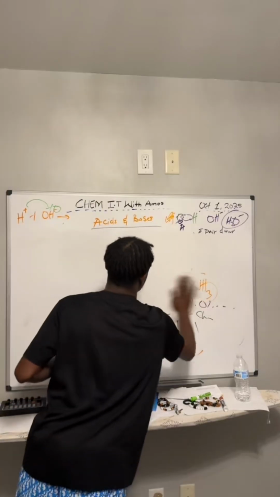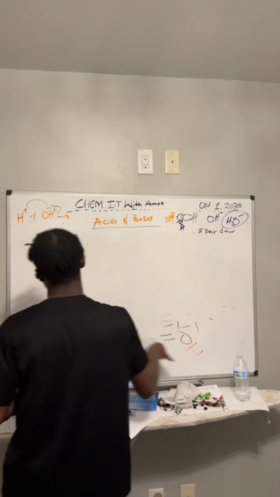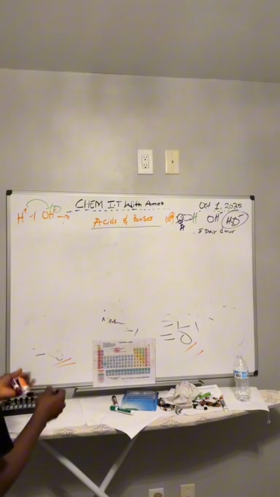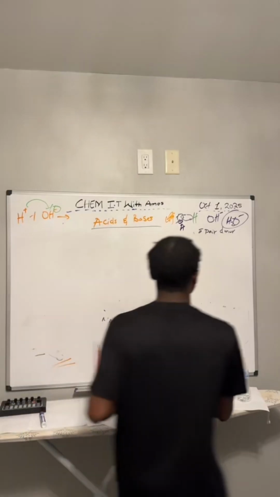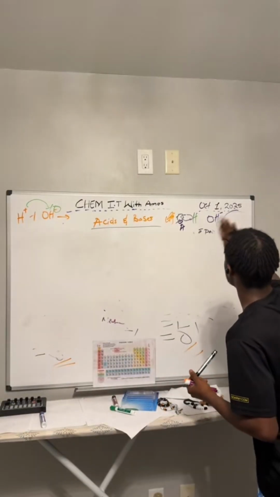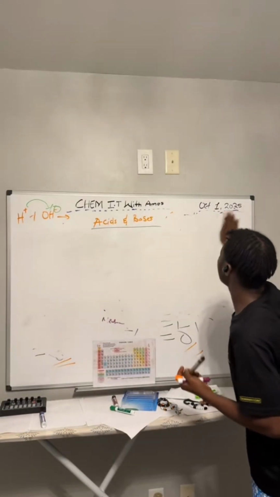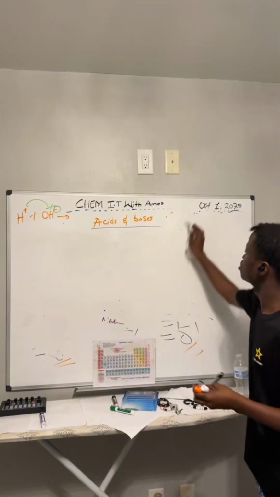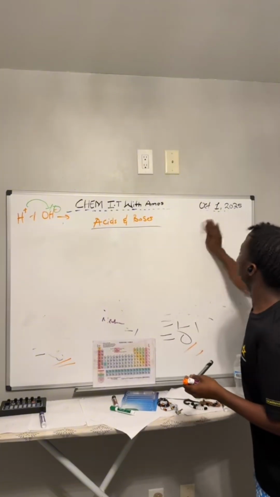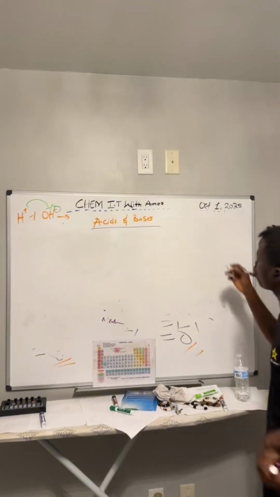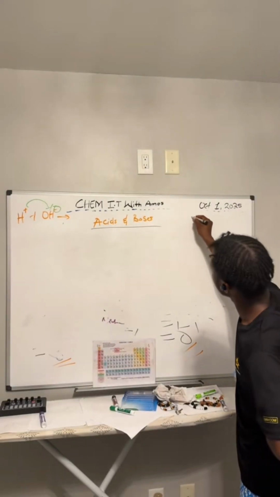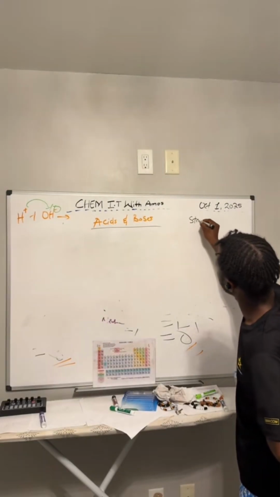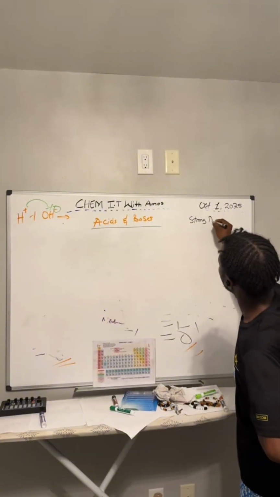Sulfuric acid is one of those strong acids. So we can say strong acids. We can put them right in the comment because we will need them when we are about to solve. So we can say strong acids.